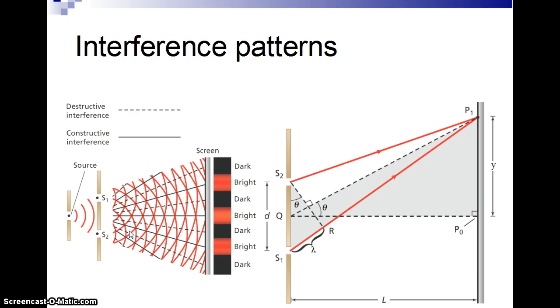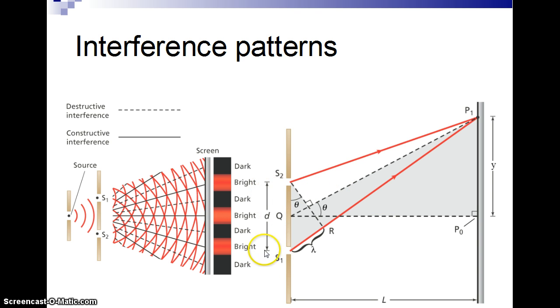So we have the light source hitting these two slits. Along here, when you have all the waves adding up, there are some places where the maximums all line up, and that'll give you a bright spot. And then in between, you'll get dark spots. So it's alternating bright and dark.